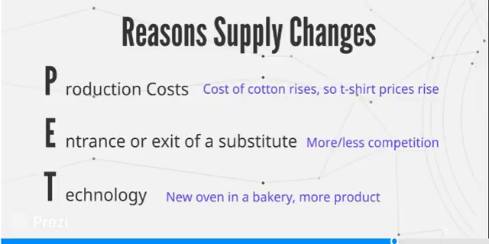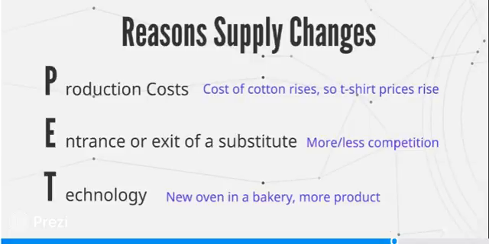Demand and supply are kind of like cause and effect as well. Let's say that our cotton prices rise, and you have to raise your t-shirt prices to keep making a profit. The law of demand states that as price increases, demand decreases. The more expensive that t-shirt is, the fewer people are willing to buy it. So then the less you are willing to supply, because no one is buying your shirt.